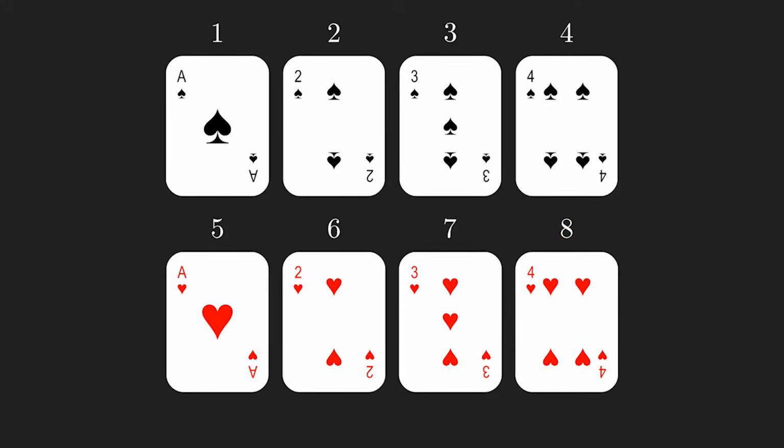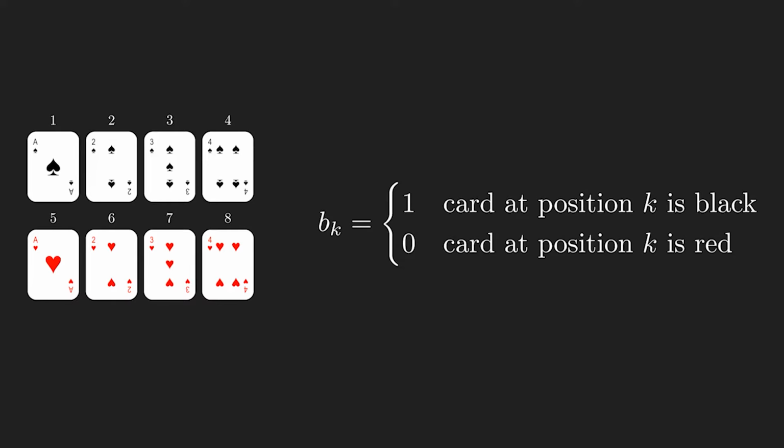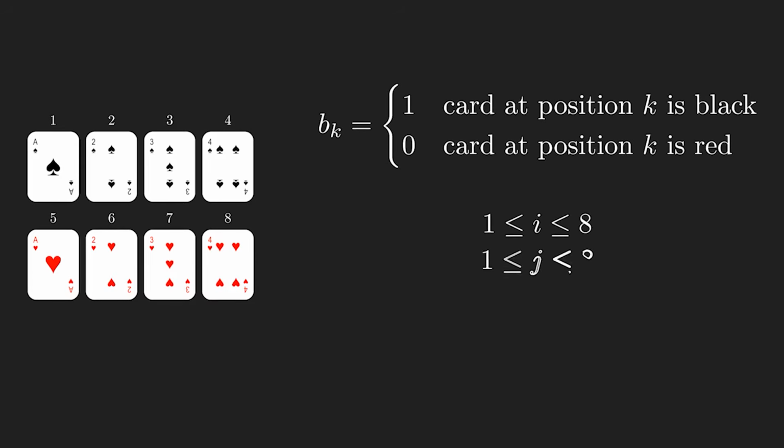Then let's define some variable bk, such that bk is 1 if the card at position k is black, and 0 if the card at position k is red. For example, in this configuration, this means that b3 is 1, but b5 is 0. Let's also define two integers i and j, which are just going to represent different card positions, so they can be any number from 1 to 8. However, we're going to say that i always has to be greater than j, no matter what.